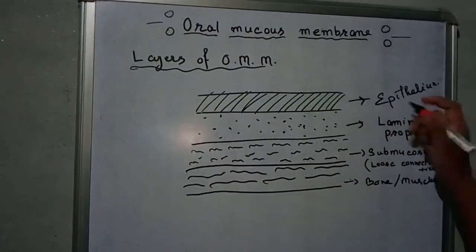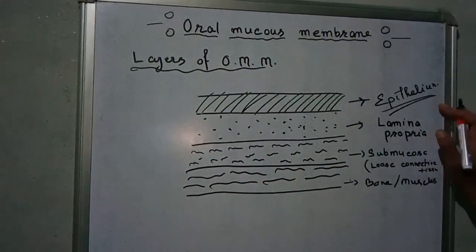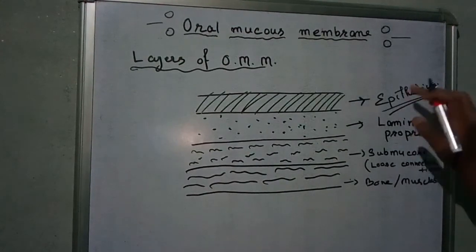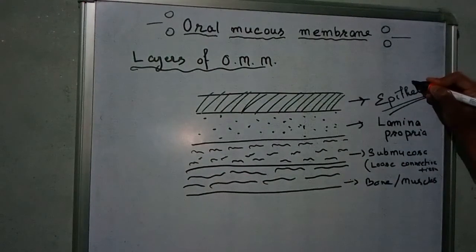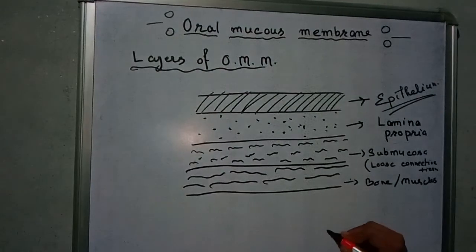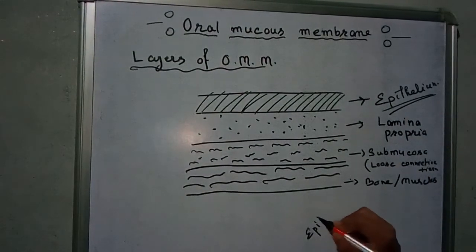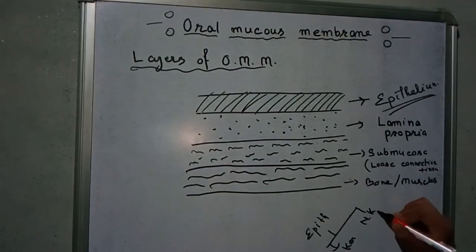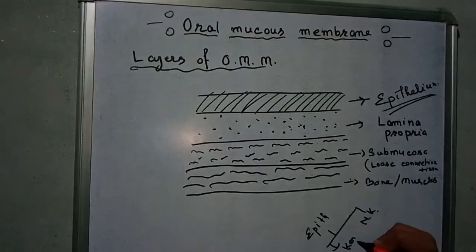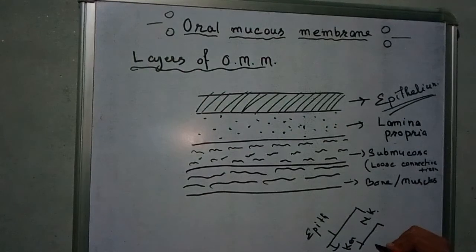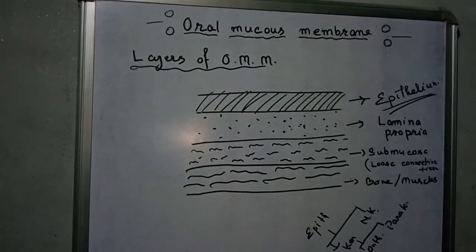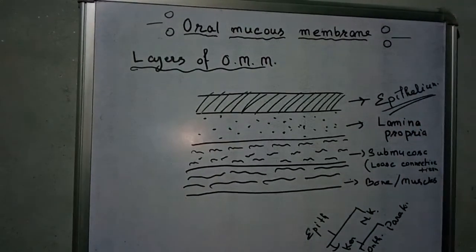So at first we will discuss the epithelium. The epithelium may be keratinized or non-keratinized, and the keratinized also may be orthokeratinized or parakeratinized. These are two different types.